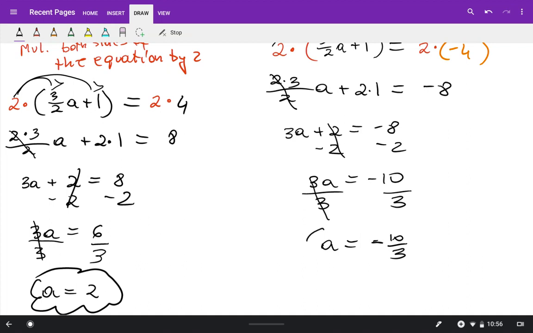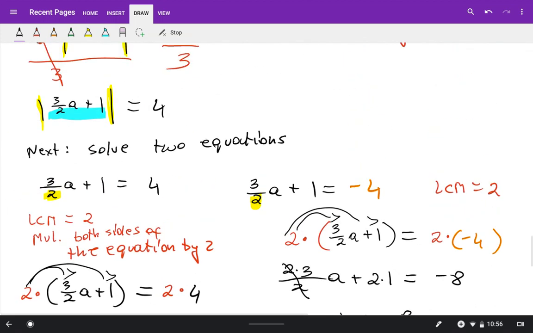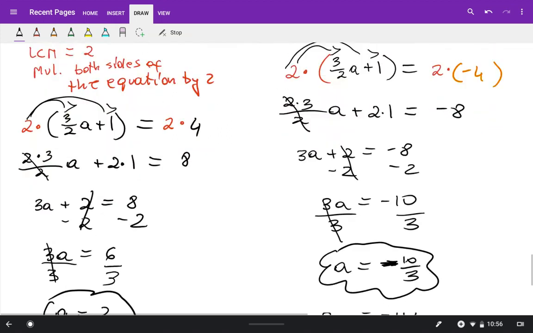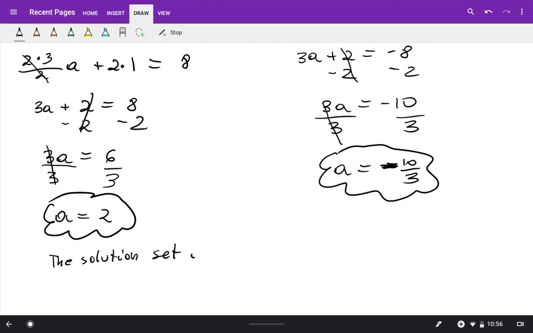I just want to mention quickly that your final solution, your variable, can be a negative answer. When I'm talking about the absolute value not being negative, I'm talking about this part: the expression inside of the absolute value. You always have to pay attention that the number on the right side is positive to be able to solve it. So the solution set is, and I'm going to list my solutions, negative 10 over 3, 2. So we have two answers.